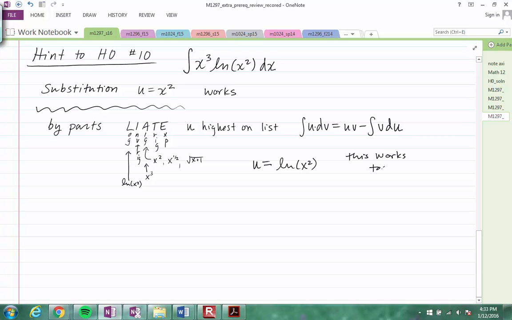And actually, for fun, even if you did it by substitution, this by parts method ends up being quicker. So that's all I have to say on that one.